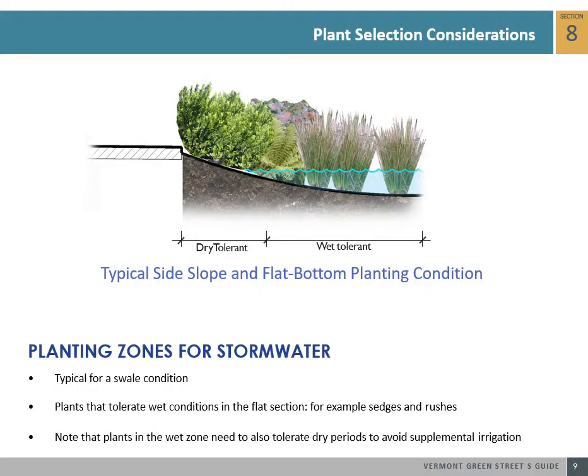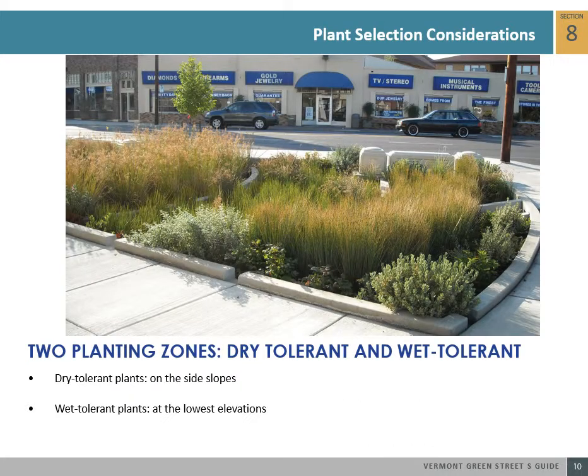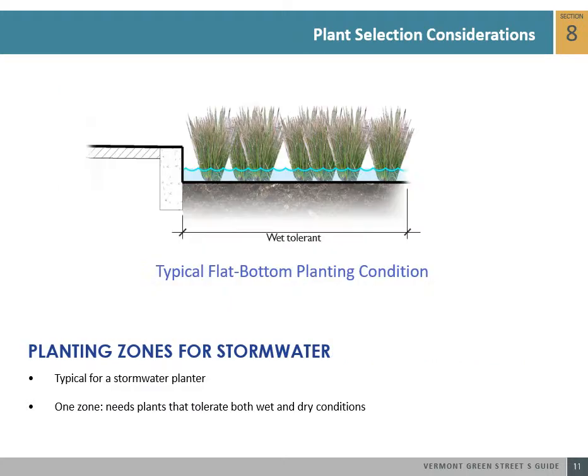Green Streets projects may have different planting zones based on the type of stormwater facility used. Stormwater facilities that are designed with a side slope, for example vegetated swales, have 2 planting zones, dry and wet. Shrubs, ground covers, and perennials that thrive in drier conditions should be placed on the upper portions of the side slopes, while wet-tolerant plants such as sedges and rushes are best suited for the low, flat-bottom zone of the stormwater facility. Stormwater facilities that have only a flat-bottom condition with no side slope, for example stormwater planters, have only one planting zone that should only be planted with wet-tolerant plant material.